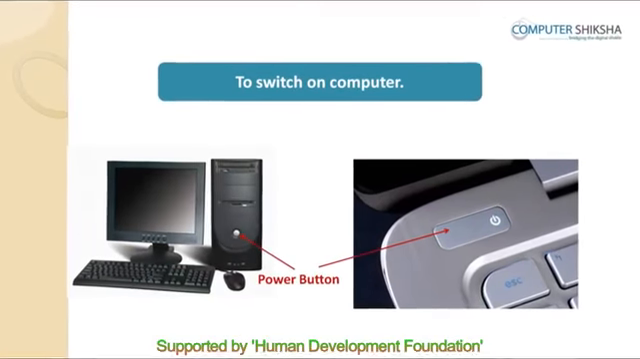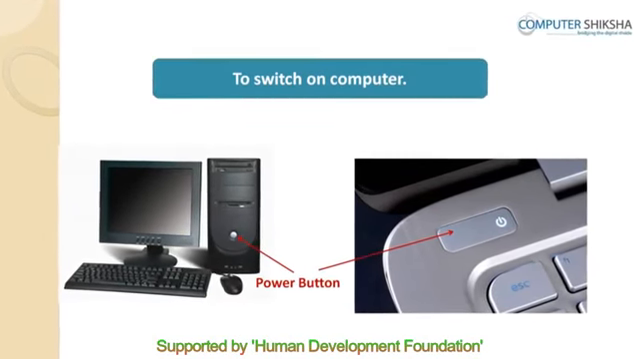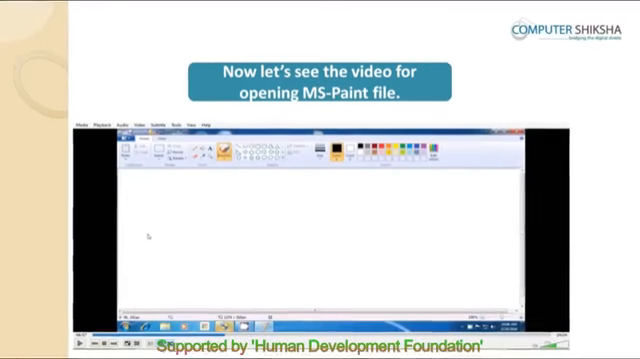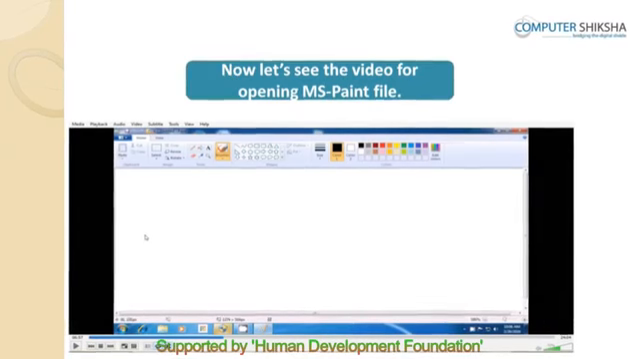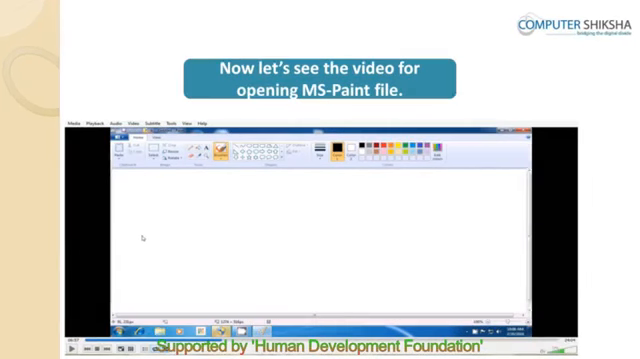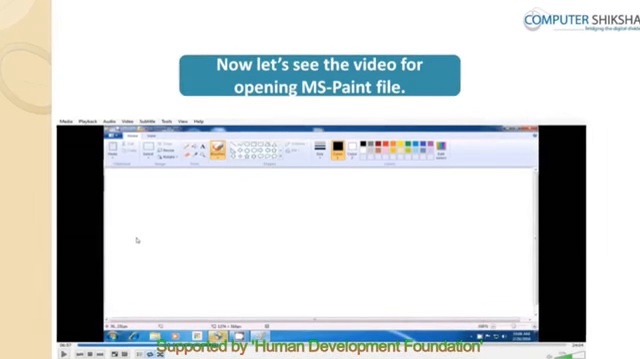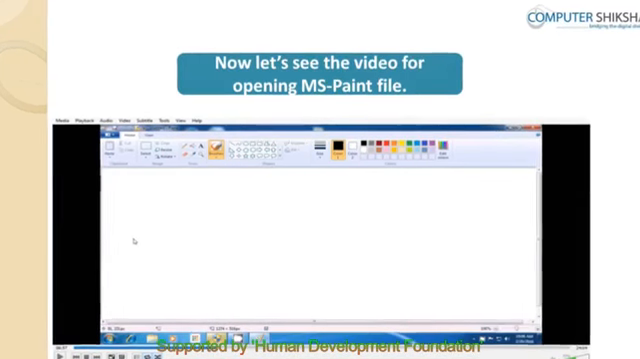Alright, so now all of you go ahead, turn on your computers and using the method taught to you, open the MS Paint file. In case you have any difficulty in doing this, watch the video being shown carefully and learn the method to open the MS Paint file.